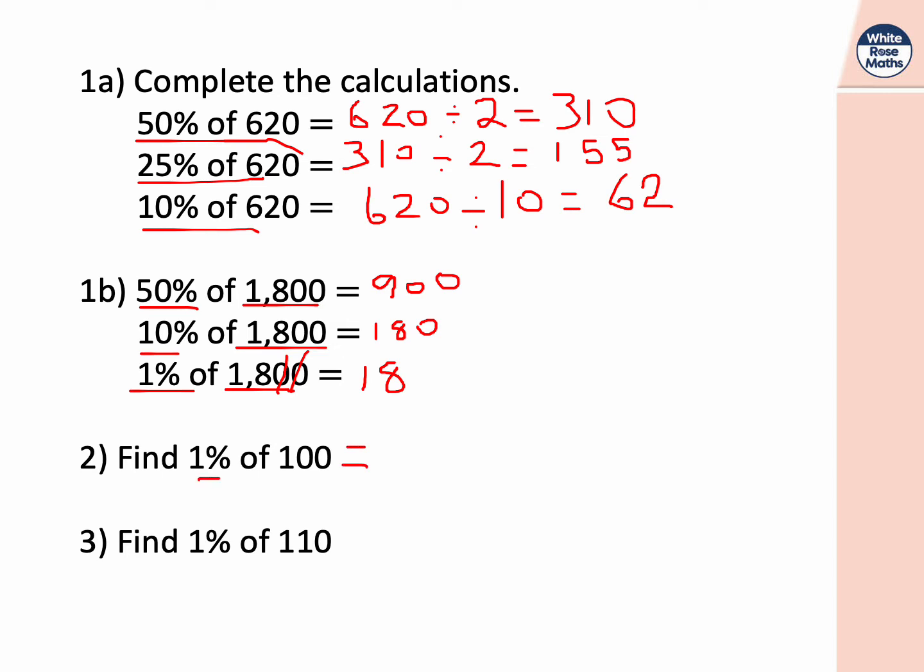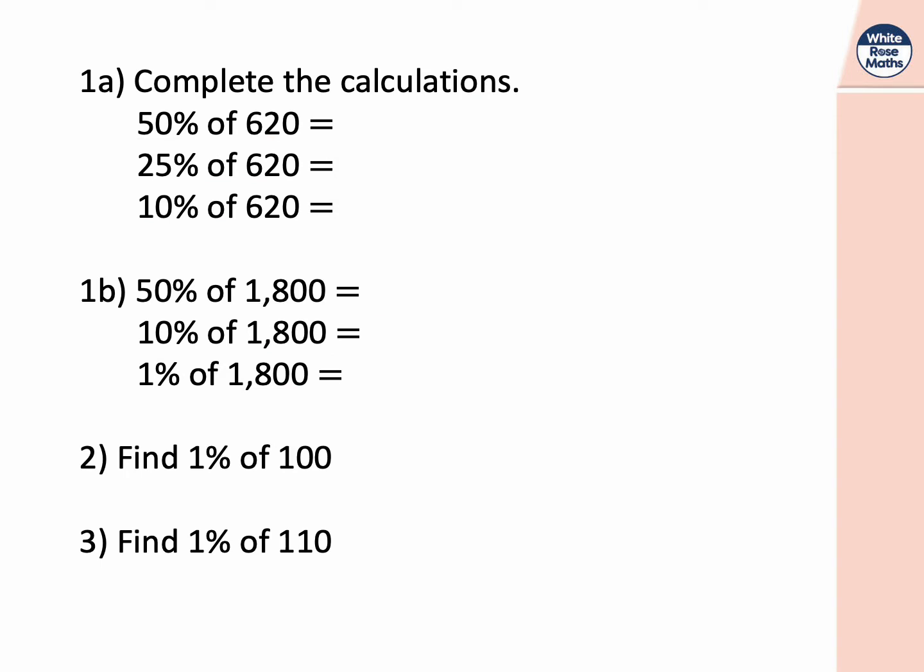Next part, find 1% of 100, where you divide it by 100. 100 divided by 100 is equal to 1. This one, find 1% of 110. Divide it by 100, I get 1.1. 110 divided by 100 is equal to that. Right, guys, the next part, so these are the answers for these. Hopefully that is all correct, and hopefully that all makes sense.